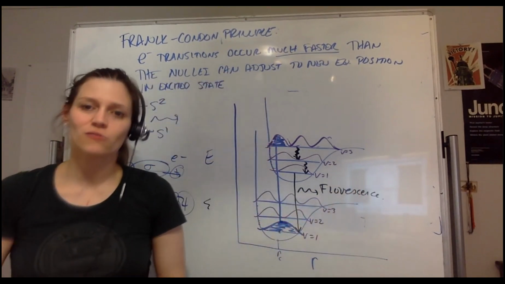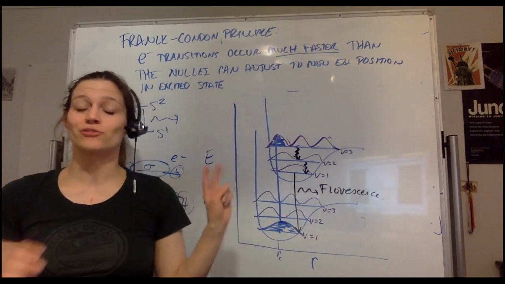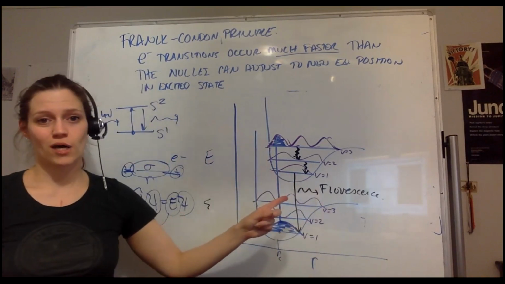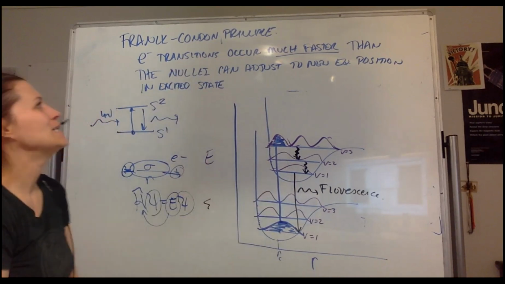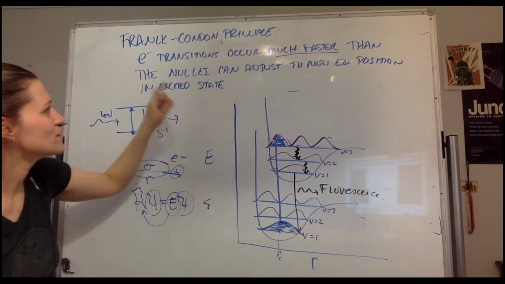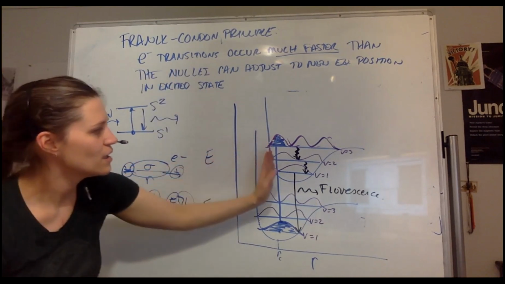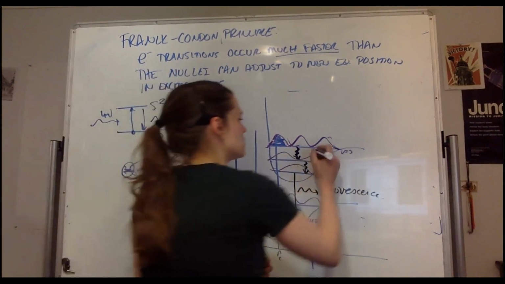If you've ever wondered why we can't just flip absorption and fluorescence, and why we have two different instruments and spend a crap ton of money to buy both, this is why. Because of the Franck-Condon principle. Thanks, Franck and Condon. So electronic transitions occur much faster than the nuclei can adjust, which causes this additional decay, non-radiative decay is what this is called.